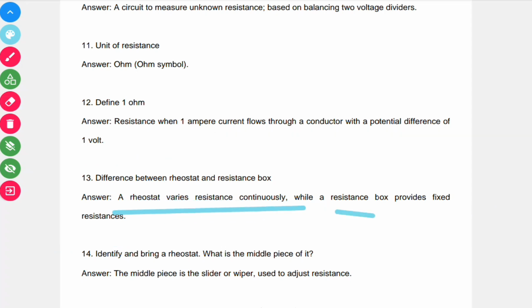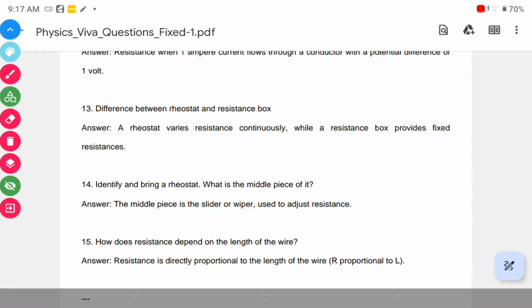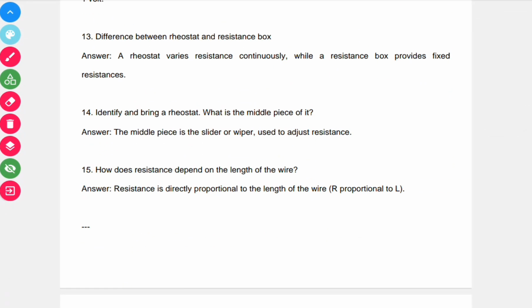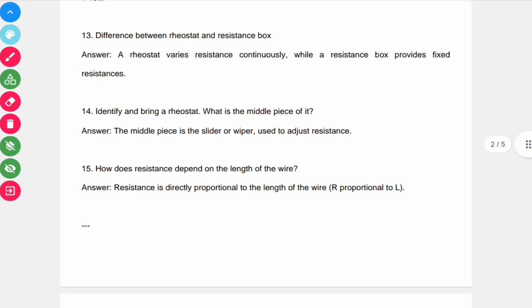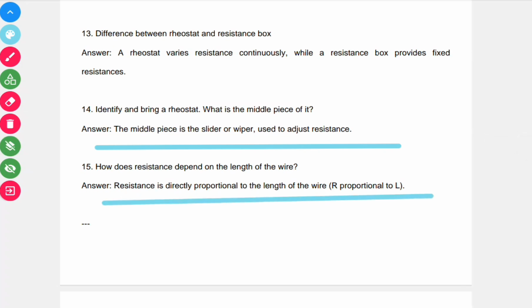Rheostat varies resistance continuously, while a resistance box provides fixed resistance. Identify and bring a rheostat. What is the middle piece of it? The middle piece is the slider or wiper, used to adjust resistance. Resistance is directly proportional to the length of wire.